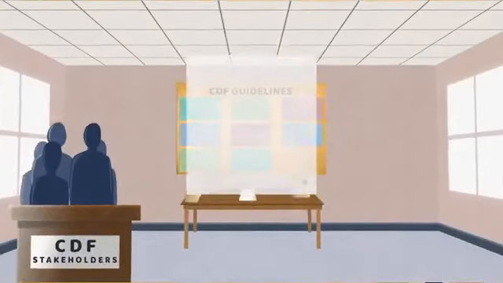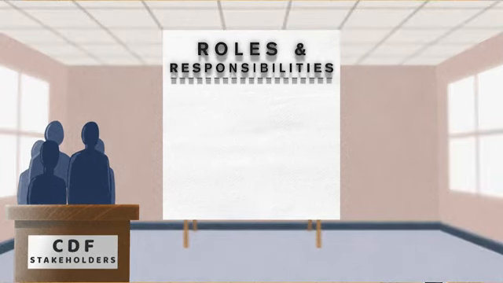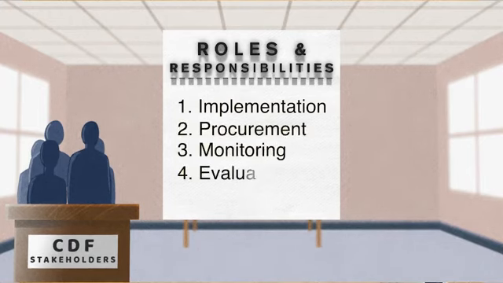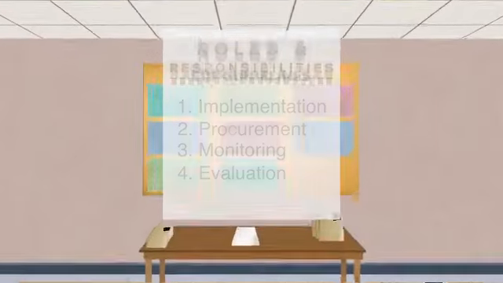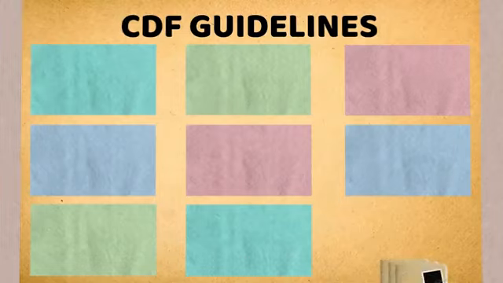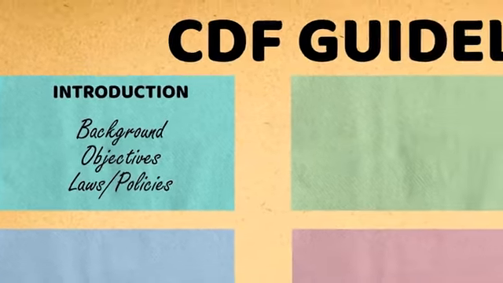The guidelines also provide clarity on the roles and responsibilities of various stakeholders about: 1. Implementation, 2. Procurement, 3. Monitoring, 4. Evaluation under the CDF. The 2021 guidelines, launched in February 2022, are divided into 8 parts. Part 1. Introduction. This sets out the background, objectives, and laws or policies the guidelines will be using.